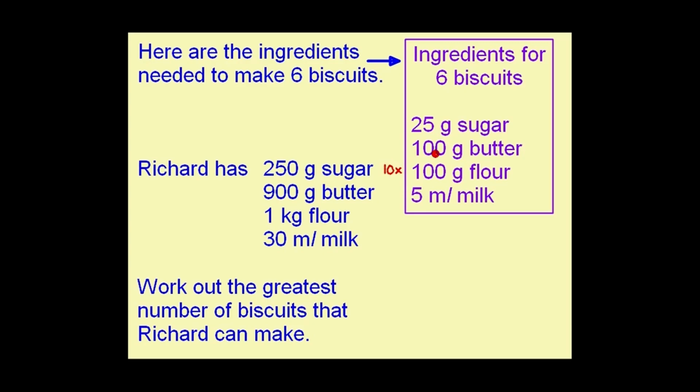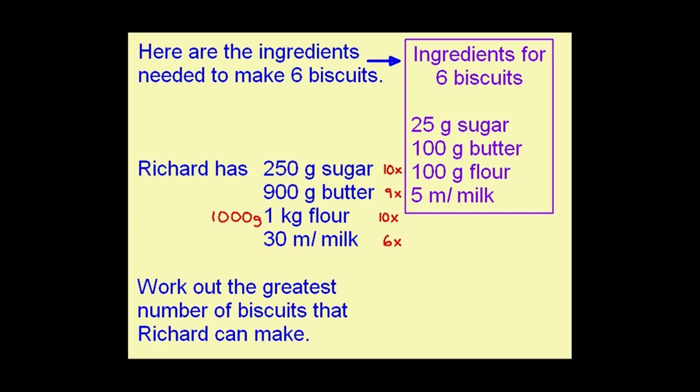The recipe uses up 100 grams of butter each time, so with 900 grams of butter, he can make the recipe 9 times. If I do the same thing for the flour, I first of all need to change this 1 kilogram into 1,000 grams. Now 100 grams goes into 1,000 grams 10 times, so he can make the recipe 10 times with the flour he's got. And for the milk, 5 goes into 30 6 times, so he can make the recipe 6 times with the amount of milk he's got.